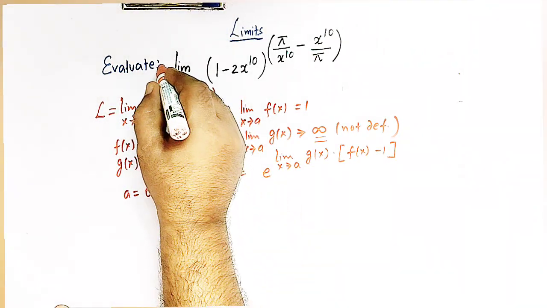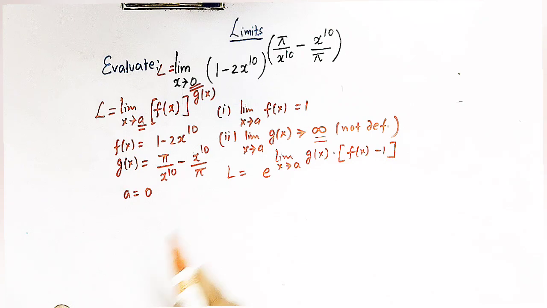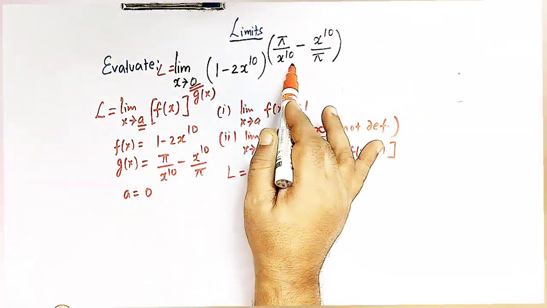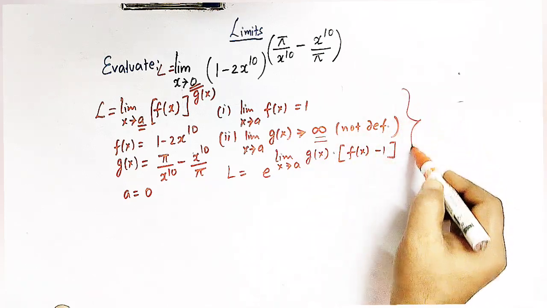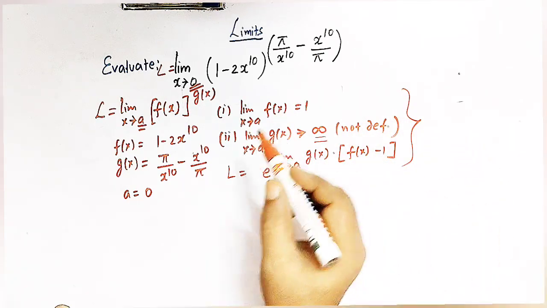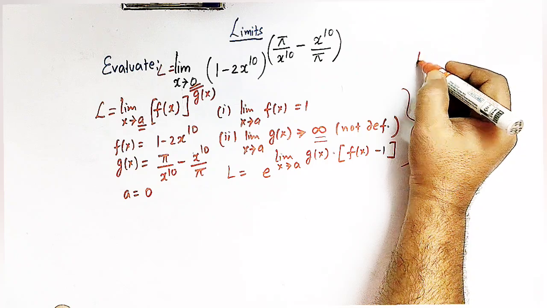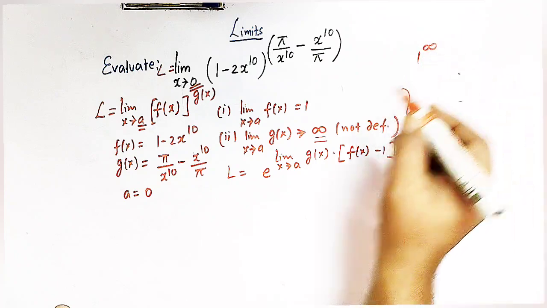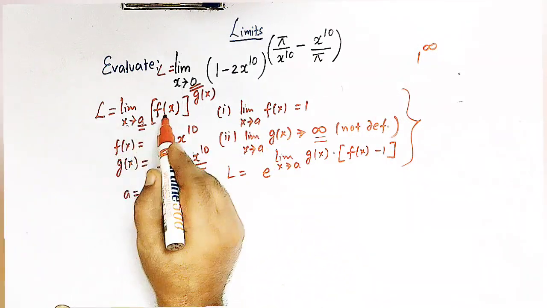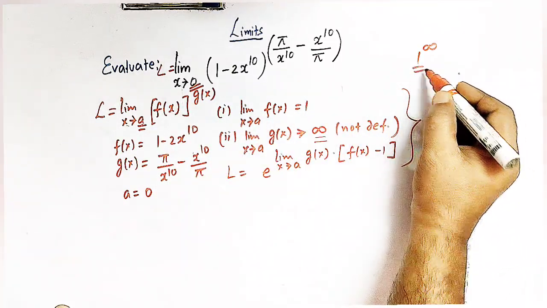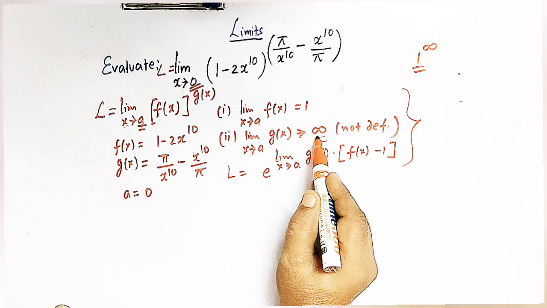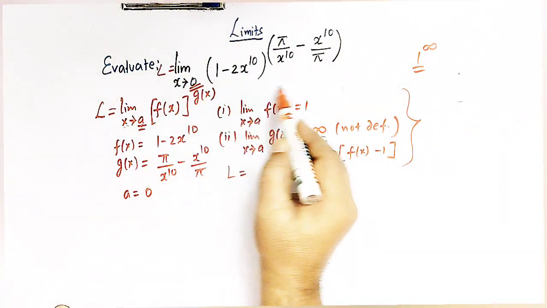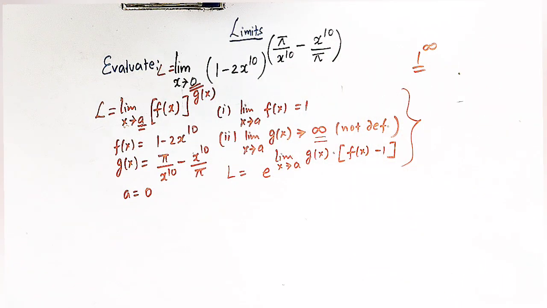So let us call this limit as L, right? And we can see that the given limit is of this form. And let us first satisfy these two conditions, right? So here we are considering limits of the form 1 raised to infinity, because limit x tends to a, f of x is 1, and limit x tends to a, g of x tends to infinity. So these type of limits are of the form 1 raised to infinity.